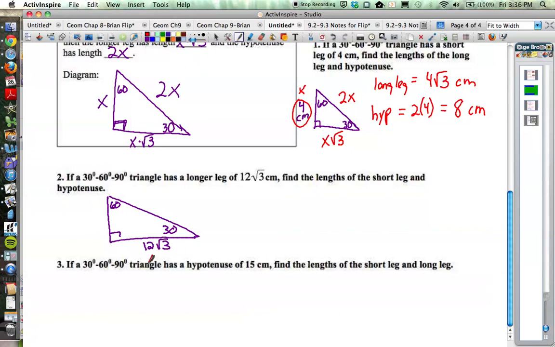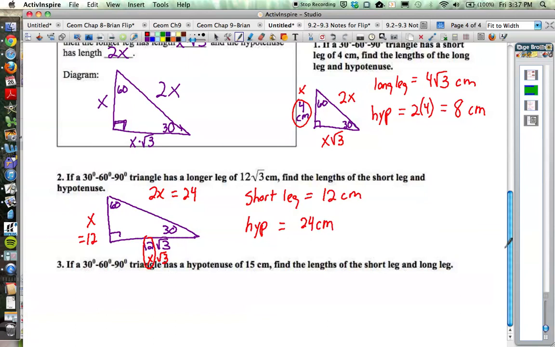So remember the relationship. x times square root of 3 is the longer leg. x is the short leg. 2x is the hypotenuse. Well, let's look here. What is x? Well, x is the number in front of the square root of 3. So x right there is 12. So x is 12. That means that this side is 12. And if that is 12, then 2 times x, 2 times 12, is 24. So the short leg is equal to 12 centimeters, and the hypotenuse is equal to 24 centimeters.